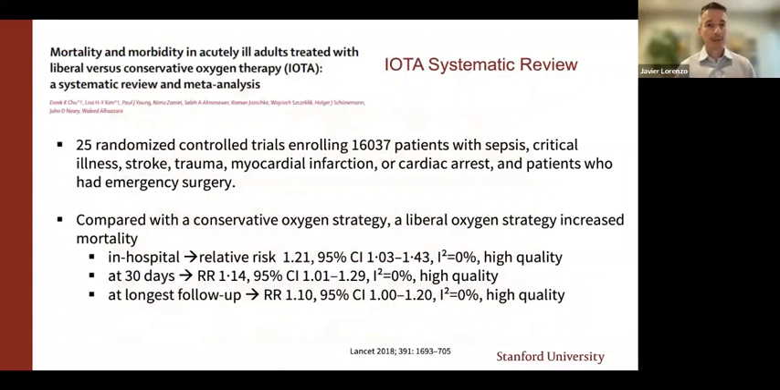The systematic review looked at 25 randomized clinical trials, in patients with a pretty wide range of diagnoses, including sepsis, critical illness, stroke, trauma, myocardial infarction, and cardiac arrest, and compared a conservative oxygen strategy versus a liberal oxygen strategy. And it actually found that for some of these markers, a conservative oxygen strategy was better.